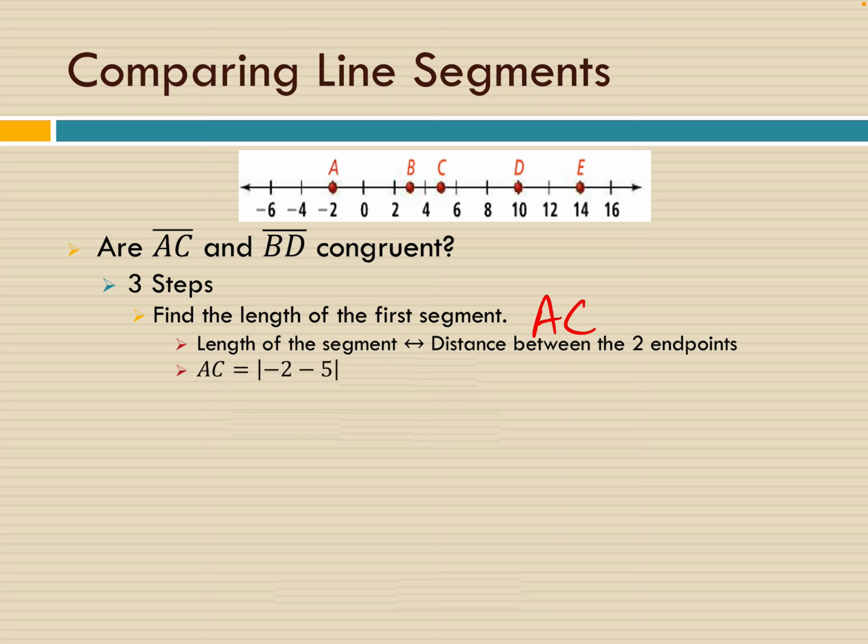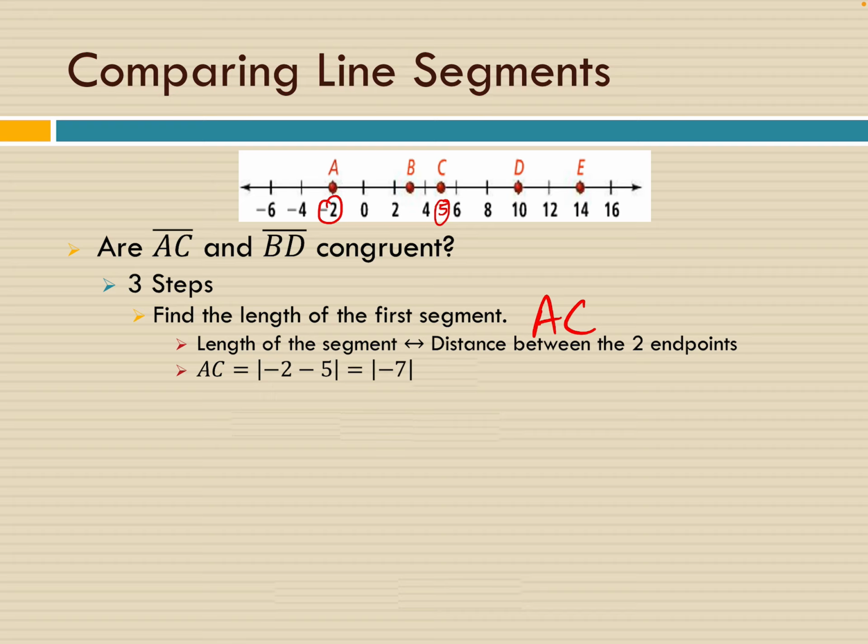AC is going to be found by subtracting. We've got A at -2. We've got C at 5 right there in the middle of it. So we go -2 minus 5. So we get -7, and we ask the question, why are we taking the absolute value?